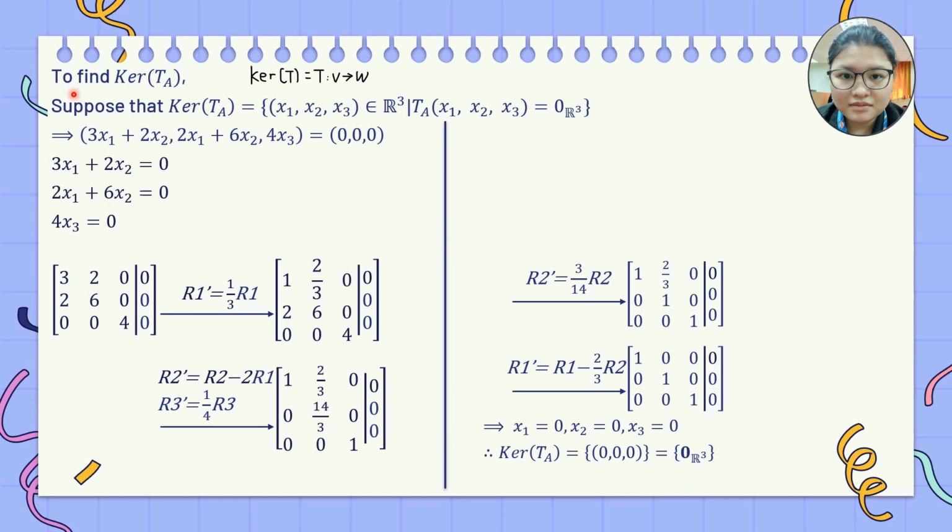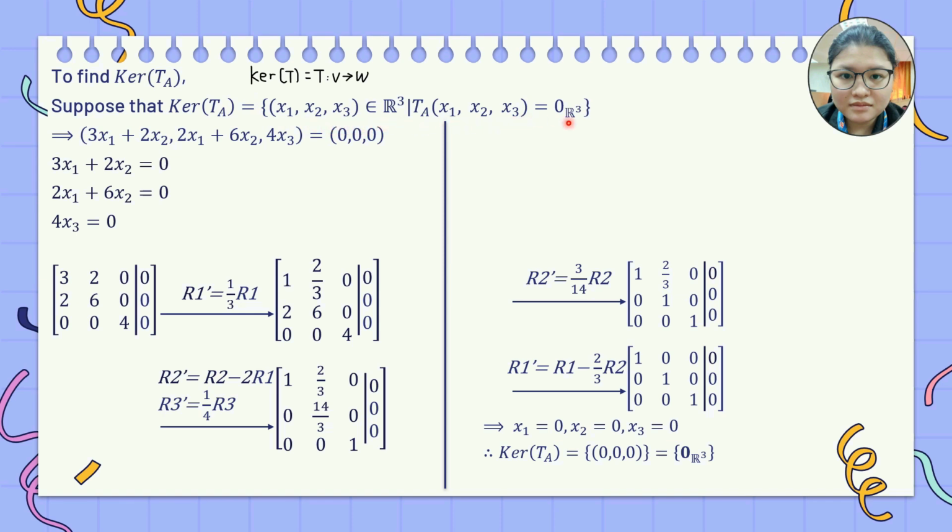Next, to find the kernel of TA, we know that if T maps V to W is a linear transformation, then the vector in V that T maps into 0 of W is called the kernel of T, denoted by kernel T, and in this case, V and W are replaced by R cubed. Suppose that the linear transformation TA equals 0.